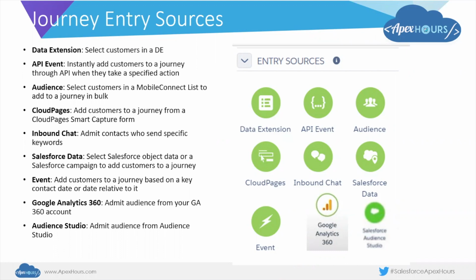An event is when a contact can be injected into the journey based on a date entry, a date event. So whenever the date meets the criteria, it can be added into the journey. And GA360 is available when you have the GA account connected, and it is used to admit the audiences from GA360 into the journey. And the Audience Studio is again used to admit the audiences from Audience Studio. You should have Audience Studio connected to the Marketing Cloud.